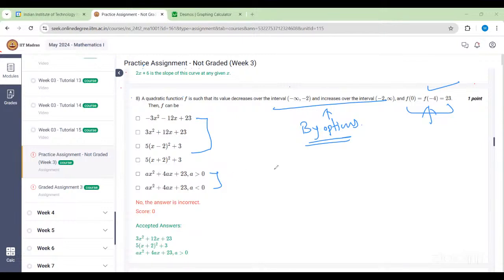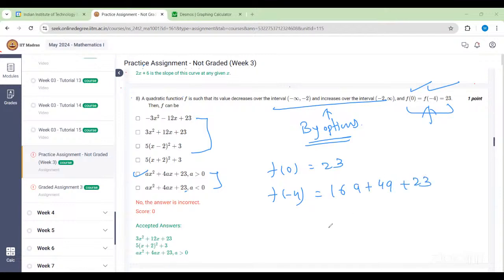So here if I compute f of 0, I'll easily get 23. I'm talking about the first option. Because if you substitute x equals 0, you will get 23. In the last option also, if you substitute x equals 0, you'll get 22. So this property is clear. If you substitute x equals minus 4 in the first one, we'll get minus 4 square, which is 16. So we'll get 16a plus 4a plus 23.